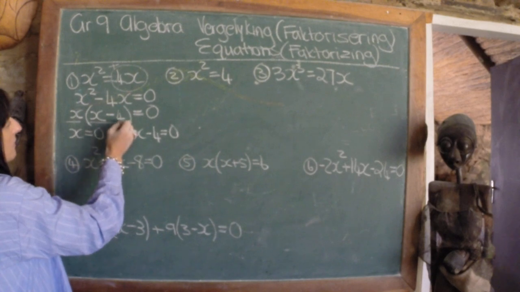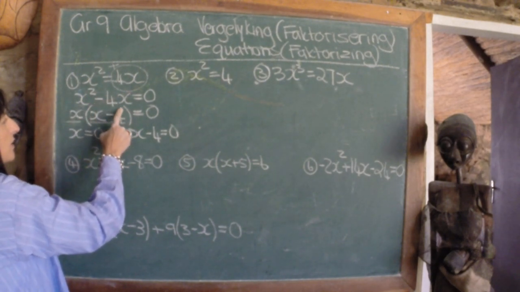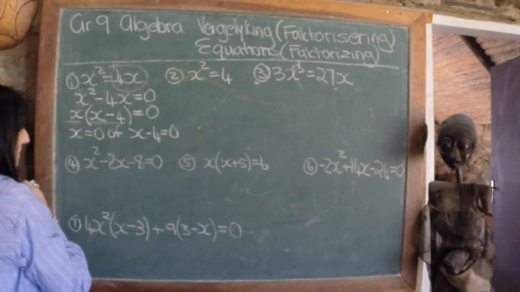This is the zero factor law. If there's two things multiplied to each other equals 0, the one or the other one equals 0.